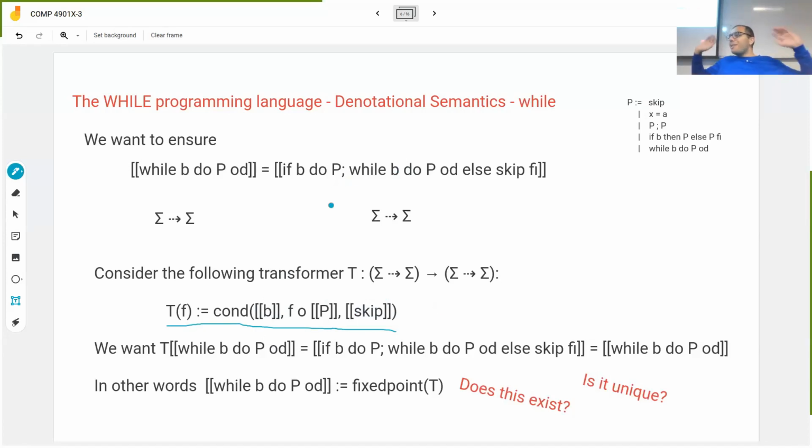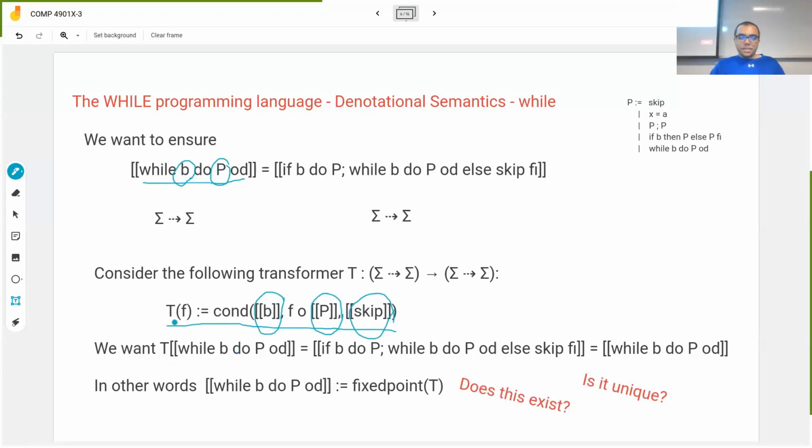Remember, I'm still in my induction. I want to define semantics for this while. So I'm assuming that I've already defined semantics for all parts of it. So I'm assuming that I already know how to assign a function as the semantics of P. So this part is hard-coded, and this part is also hard-coded. Okay, and this is also hard-coded. So these are all parts of the definition of T.